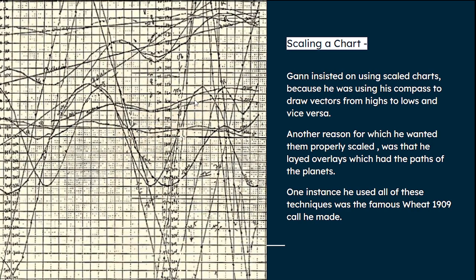So, scaling a chart. Gann insisted on using a scaled chart because he was using his compass to draw vectors from highs to lows and vice versa. Another reason is he wanted them to be properly scaled because he used to overlay them on the path of the planets. You can see he used all of these techniques in the famous wheat call of 1909.